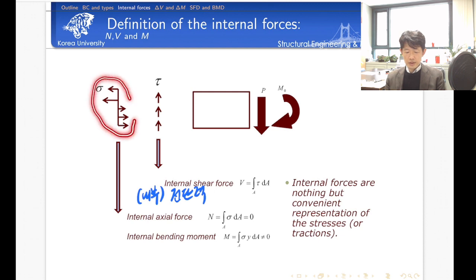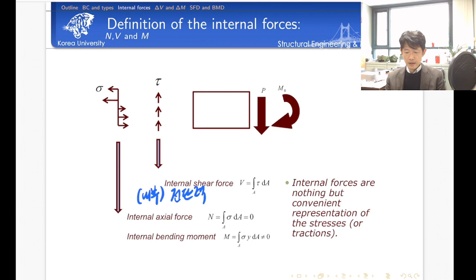And then if you integrate the normal stress, in the case of the pure beam problem, the integration is equal to 0. The internal axial force is equal to 0. This is a characteristic of the beam problem. And then if you collect all the moment contribution caused by this normal stress, how do you calculate the moment contribution? The moment contribution is the force times the arm length. That's the moment, isn't it, right?